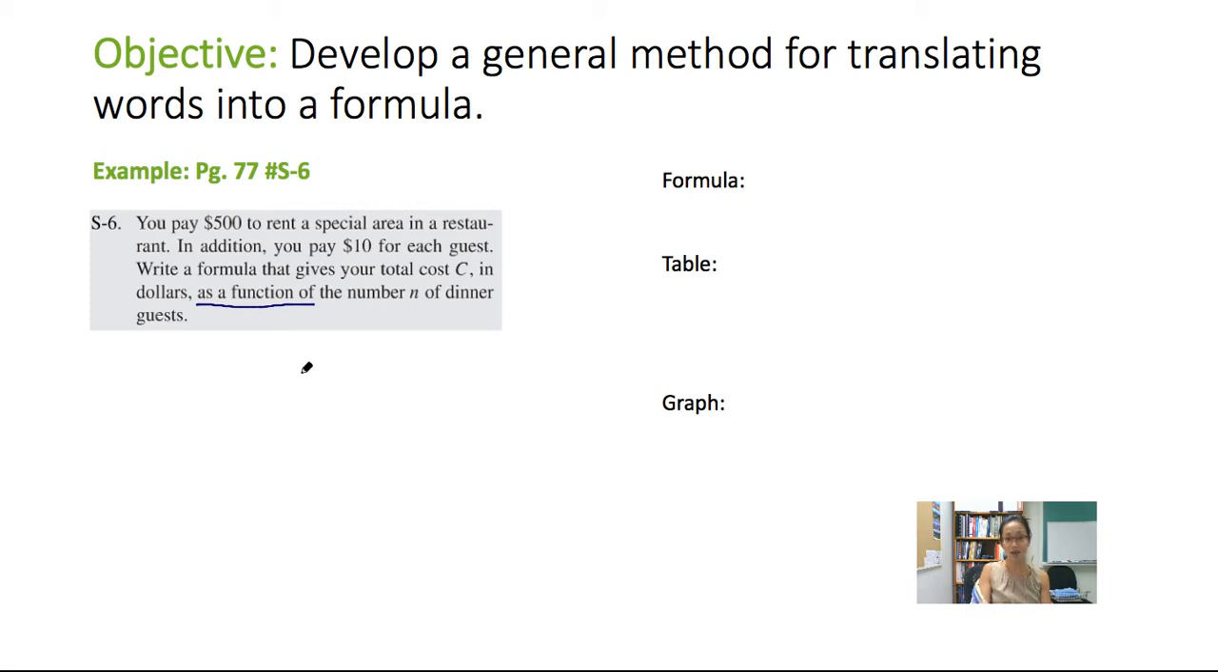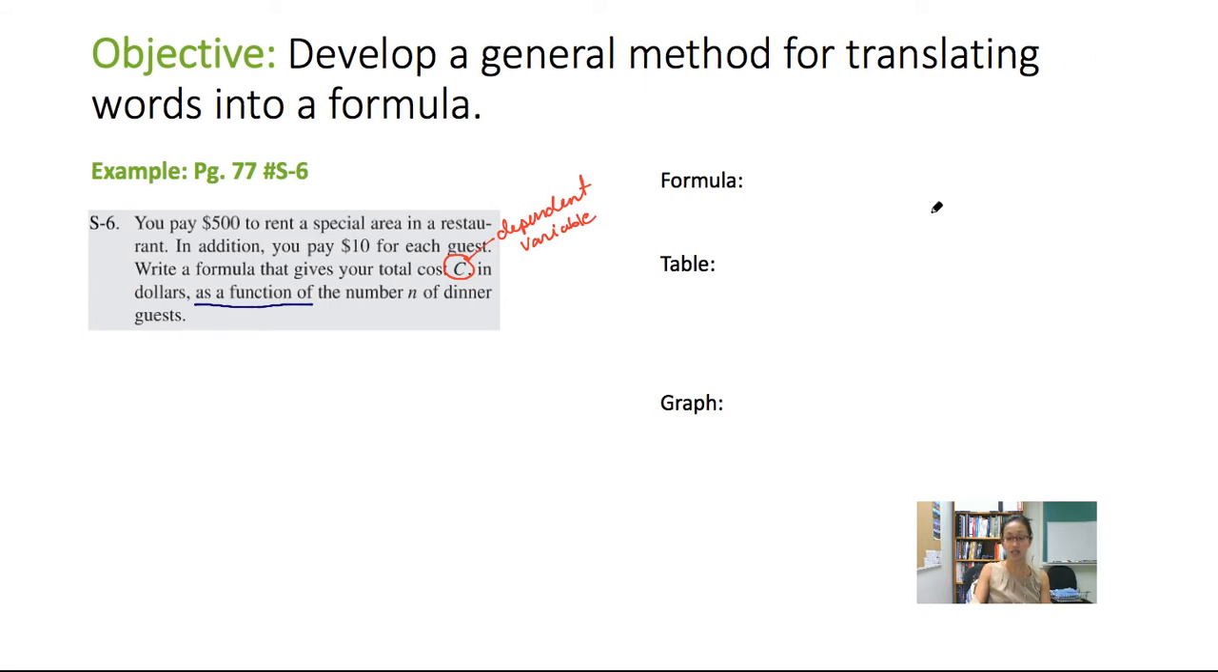But I think that you could probably already figure out which variable depends on what. In this problem, it makes sense that total cost would depend on the number of guests that we have and not the other way around. But if you're not sure which one is the independent and which one's the dependent variable, look for the phrase "as a function of," and recall that whatever variable is in front of that phrase is always your dependent variable. And whichever variable follows that phrase, which here is n, is always your independent variable.